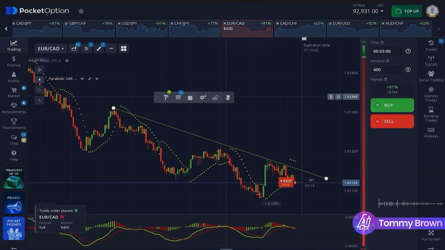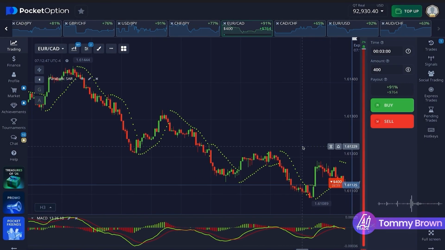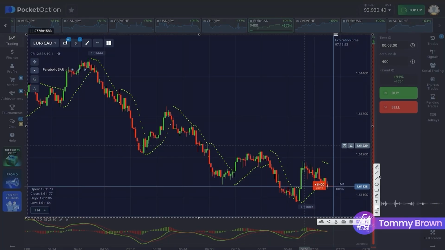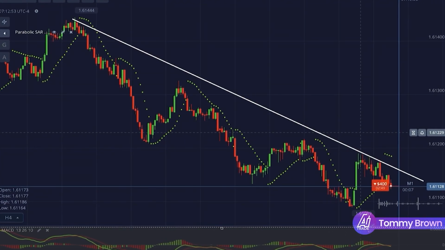Euro, Canadian dollar. We're opening a 3-minute short trade here. Let's take a look at the chart. We can see that there's a downward trend again. So let's highlight the necessary parts of the chart. We draw the primary resistance level and also the significant support level below.